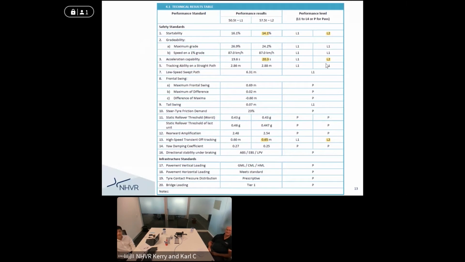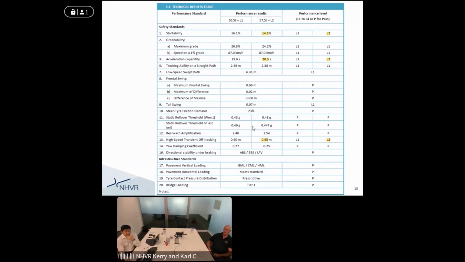Okay, and then if we go down, tracking ability in a straight path, very much the same. Both meet level 1. Low speed swept path is exactly the same. Same for frontal swing, maximum difference maximum, which is basically how much the front and rear, the different travel paths for the front and rear of the vehicle. Tail swing is 0.07 metres, which is level 1 for both of them. Steer tyre friction demand, 23%, so we pass the requirements.